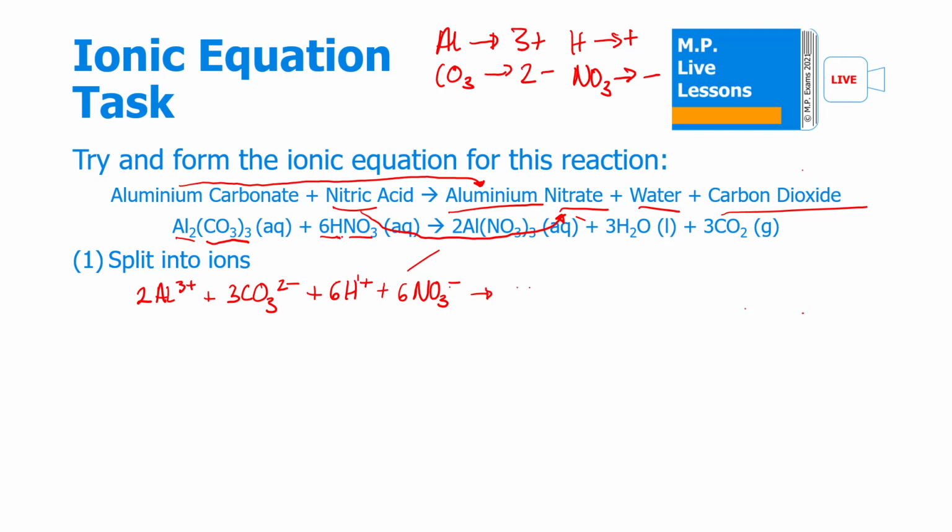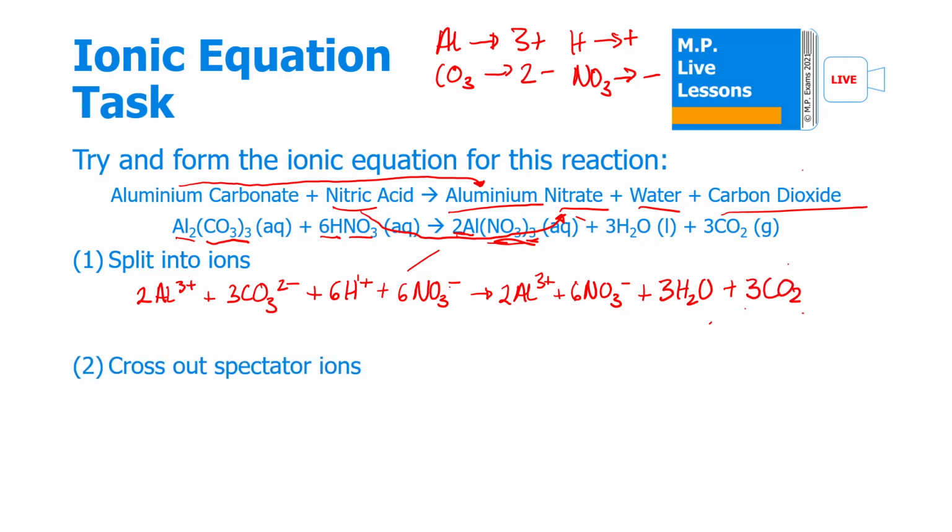This forms two aluminium ions, as well as three nitrate ions, or actually six, because you've got your three here and your two. And at the end, you just get water and carbon dioxide.